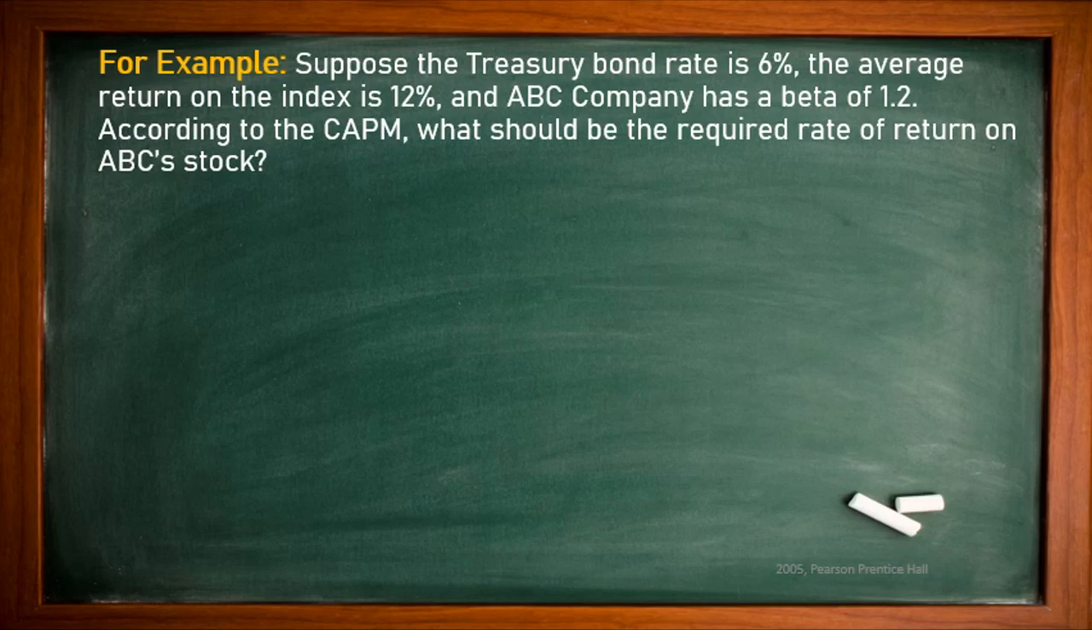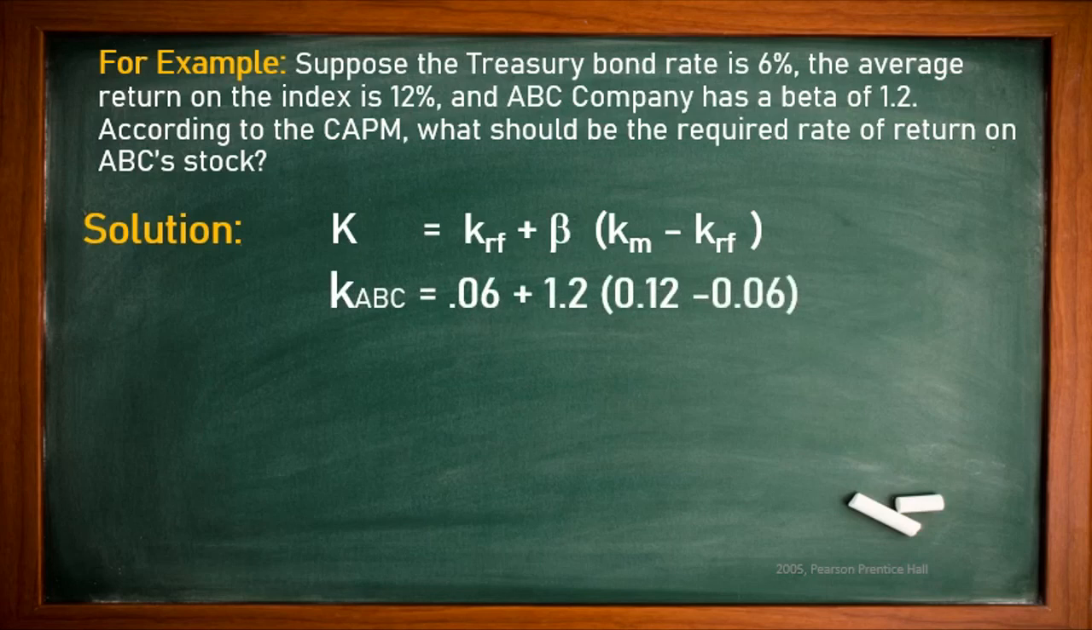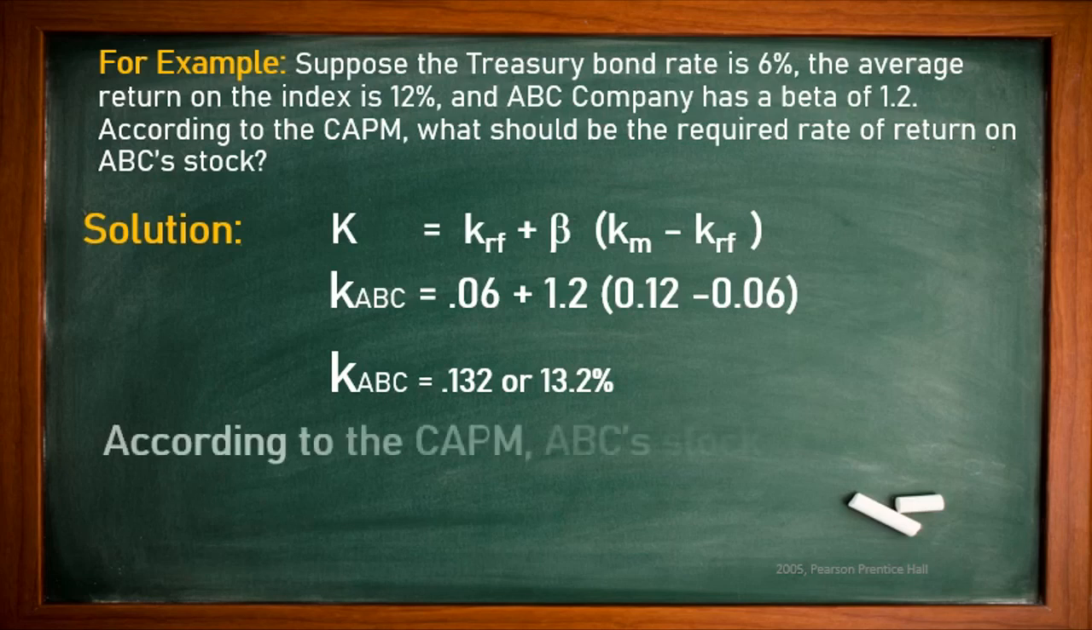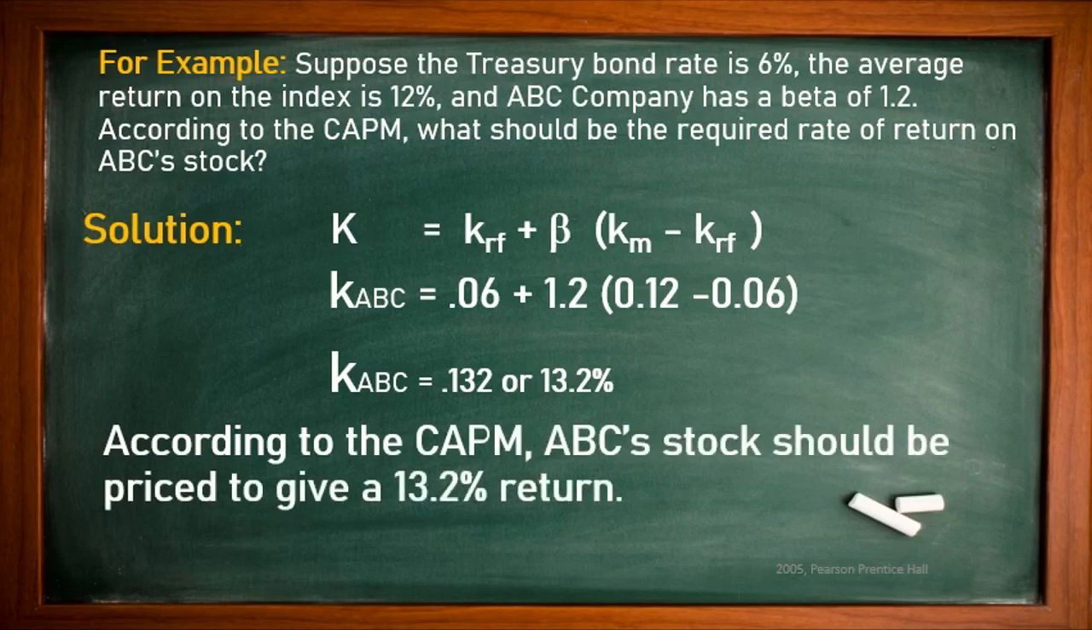So let's assume we want the minimum return we need from them at a beta of 1.2. Let's go for the solution. You just bring the equation and put the values in as given above. We will get the total required rate of return of ABC as 0.132, which means 13.2%. So if you get a return of 13.2% from ABC stock, you can invest. This is the required rate of return from ABC company. According to the CAPM, ABC stock should be priced to give 13.2%.